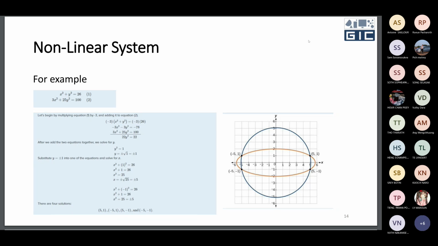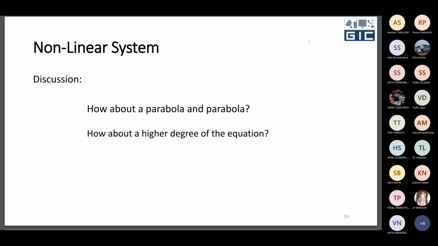So let's talk together. This is the question that I would like to ask you. How about if we have a parabola combined with a parabola equation? What is the possible set of solutions we can have? Can anyone answer?